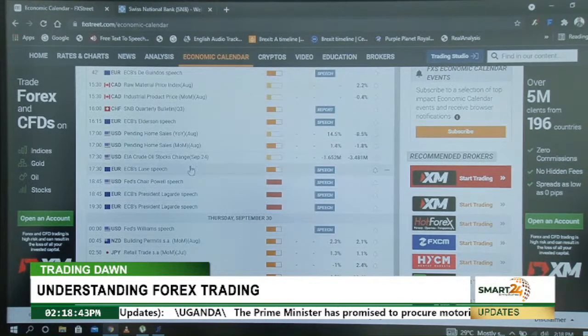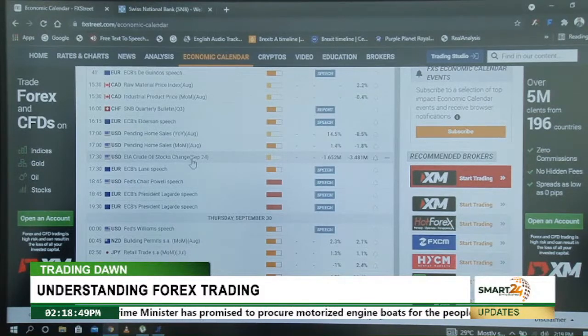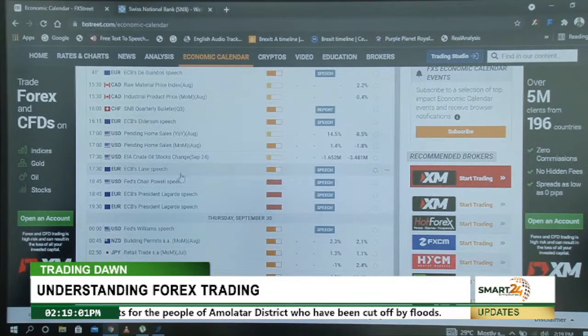US dollar. Then the crude oil stocks change. This one is very low impact, but if you trade crude oil, this will obviously give you some volatility there. And this one is a very low impact event. That will be at 5:30.